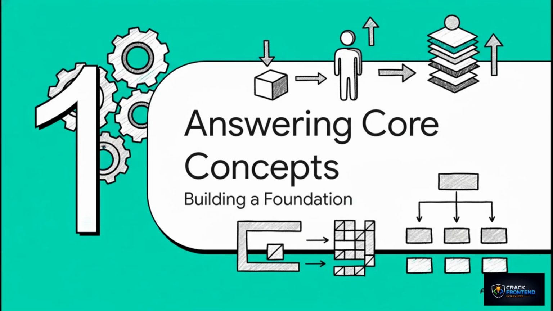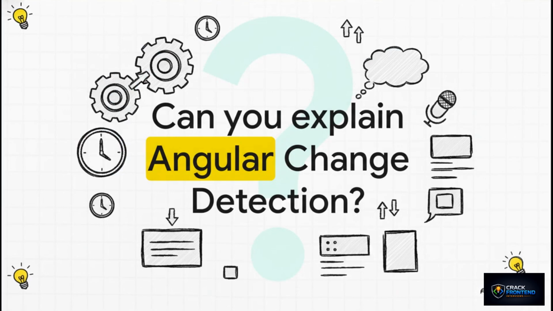Okay, with that in mind, let's start with the absolute fundamentals. We're going to look at some core Angular concepts and break down how you can take a basic, correct answer and turn it into a senior-level explanation that's going to impress. All right, picture this. You're in the interview, and they lean in and ask this classic. So, can you explain Angular change detection? This is one of those first questions they use to get a read on you. How do you knock it out of the park?